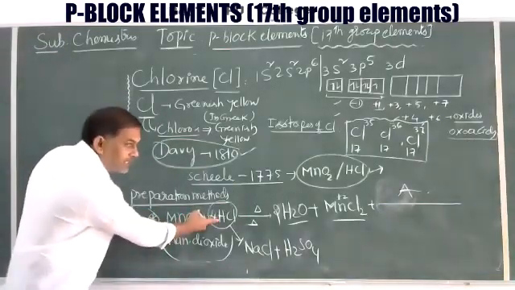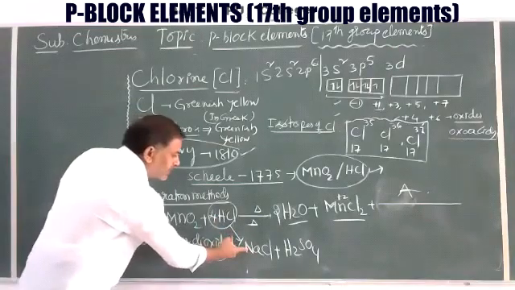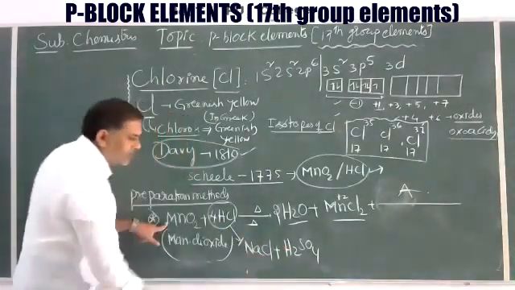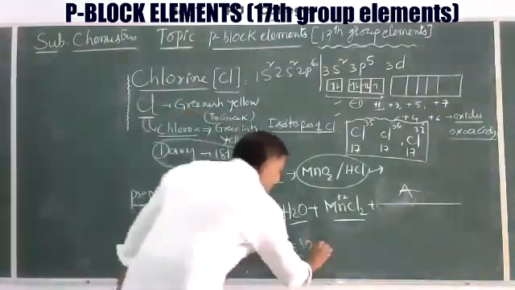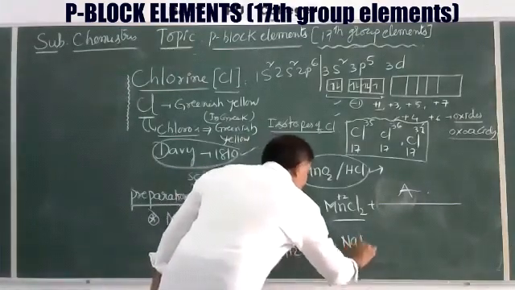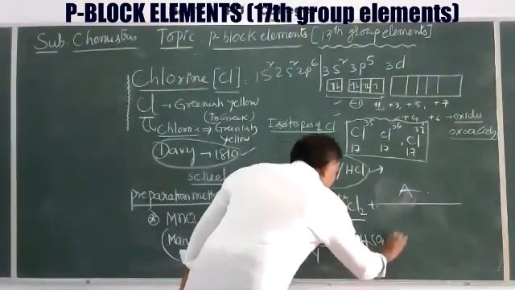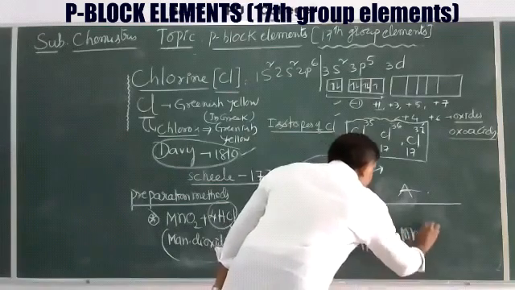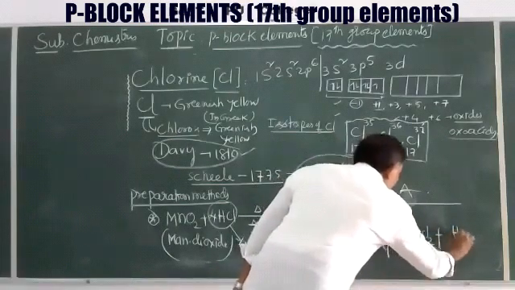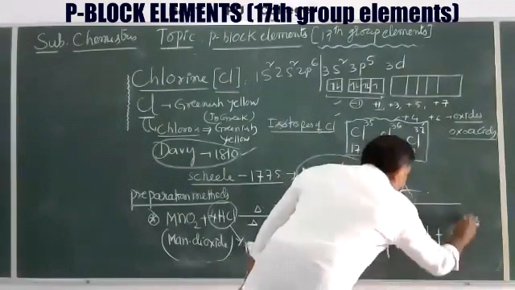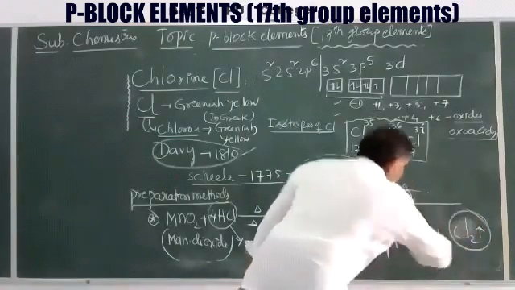Instead of hydrochloric acid, sodium chloride with concentrated sulfuric acid gives the corresponding salt, sodium hydrogen sulfate, plus MnCl2, manganese dichloride, and chlorine gas is liberated.